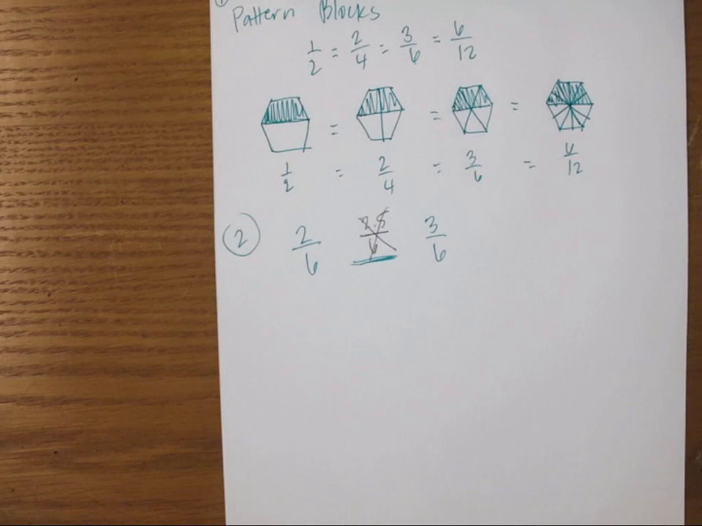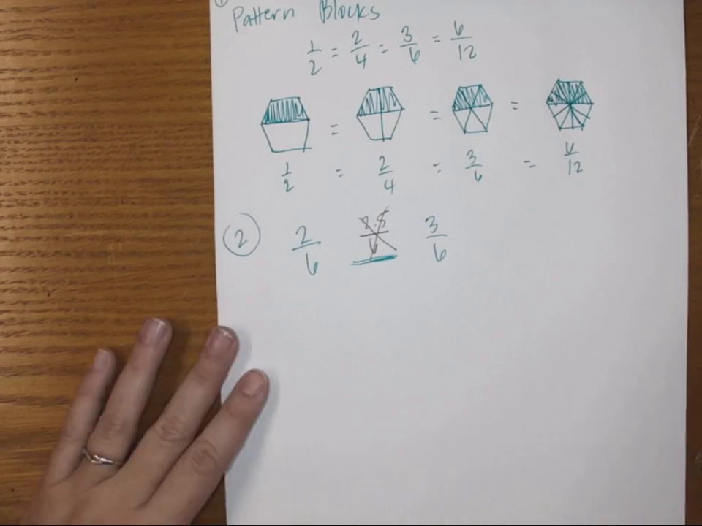So instead, since I don't have a number of parts in between 2 parts and 3 parts, let's split our whole into a different amount of parts. So instead of 6 parts, let's split our whole into 12 parts. So let me draw a picture of this, and that might help a little bit.